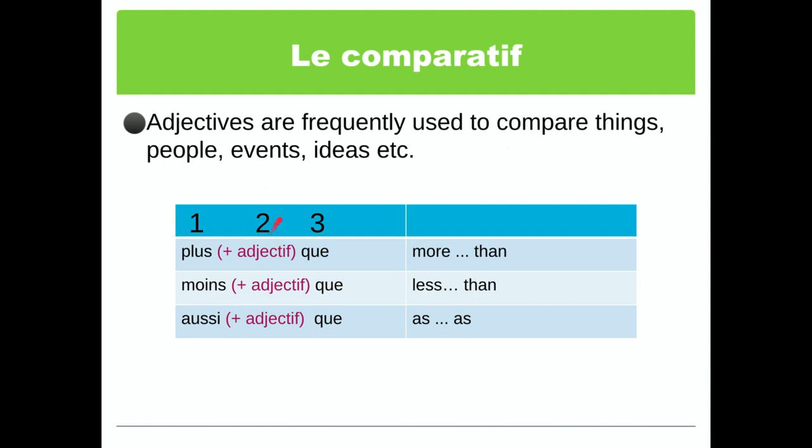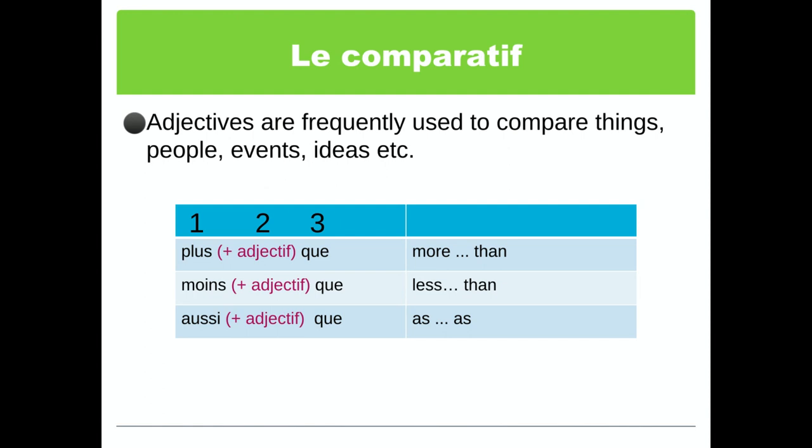La deuxième thing, the second thing that you need is l'adjectif, so you need an adjective. And la troisième, the third is que. So you either need plus que, moins que, or aussi que, and your adjective in between there. So once you have all those three things, then you've formed the comparative.